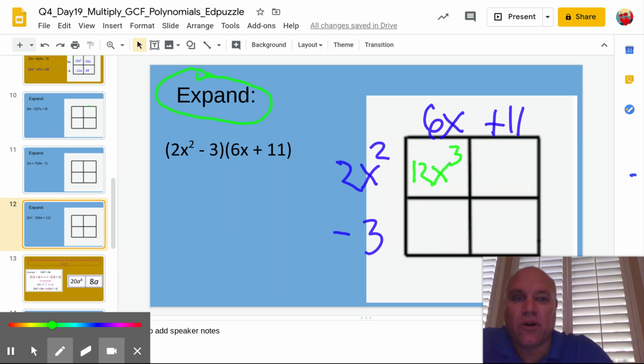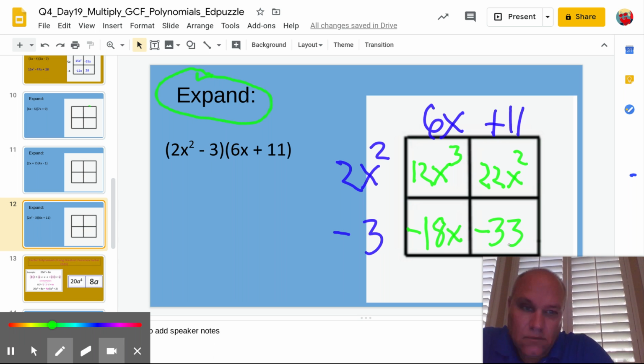What's the upper right box? Okay, you should have got 22x squared. What's the bottom left box? 6x times negative 3 is negative 18x. And what's the final box in the bottom right? You get negative 33 when you multiply negative 3 times 11.